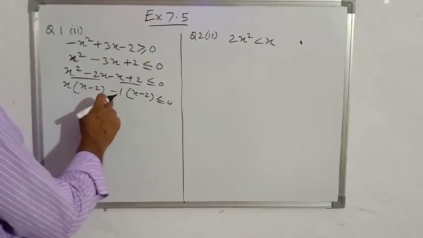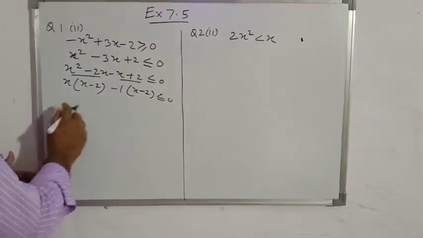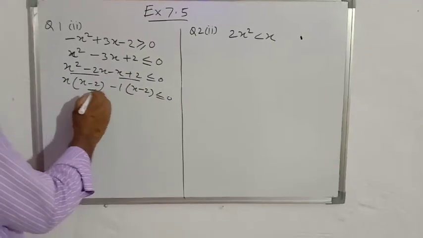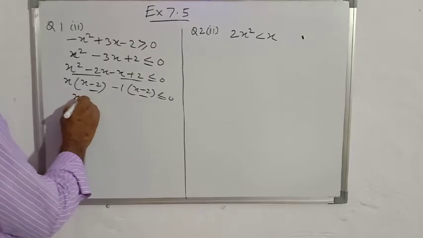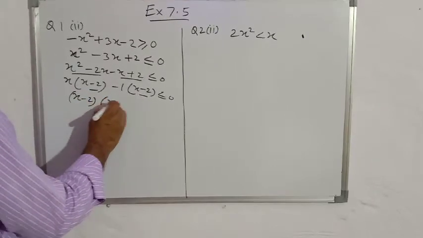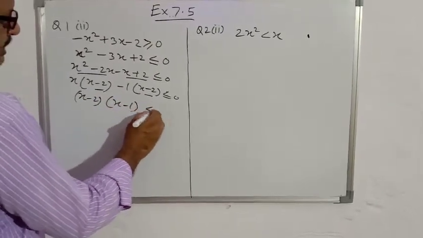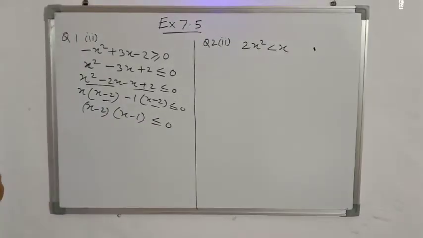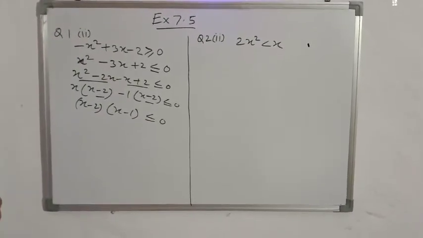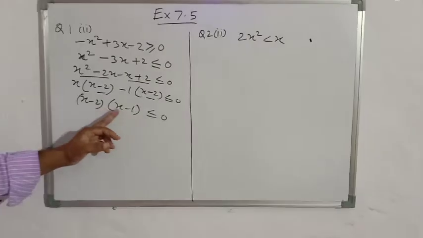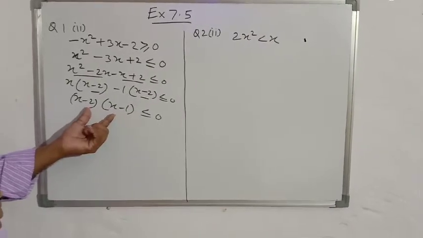When we take minus sign common, we will change sign inside the bracket. Now x minus 2 is common in both. So take it common, x minus 2 in the next bracket, x minus 1 less or equal to 0. So for what value of x will the product of this be 0?